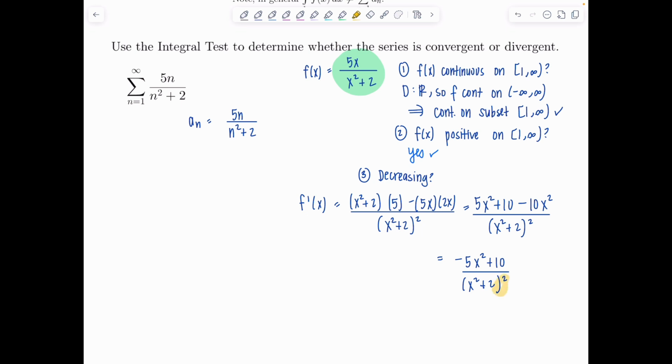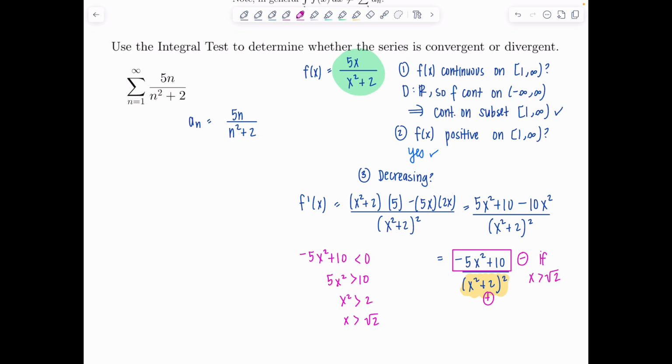Well, let's see. The denominator's always positive. What can I say about the numerator? Well, I want to see, is the numerator less than 0? That would mean 5x squared has to be bigger than 10. That happens if x squared is greater than 2. So it happens when x is greater than rad 2. Then it's negative if x is greater than rad 2, which is about 1.4.